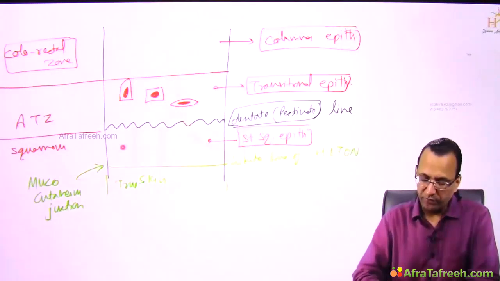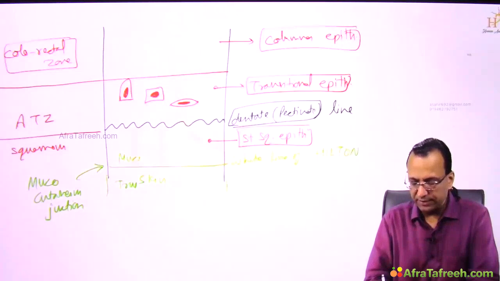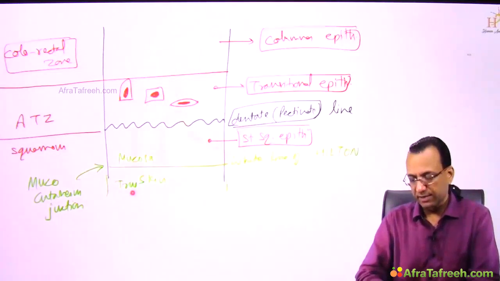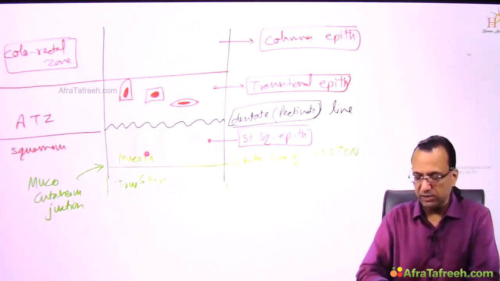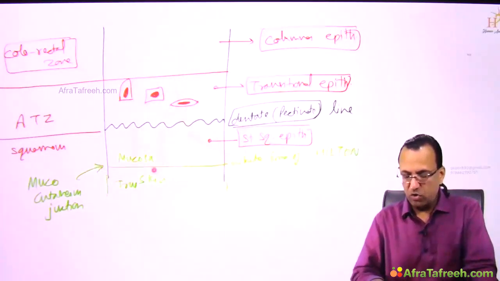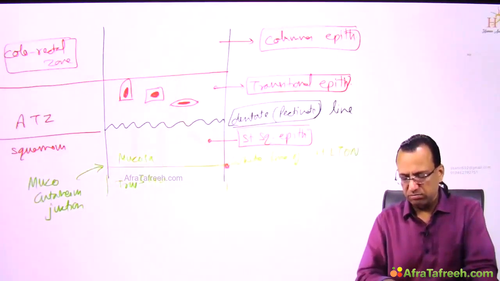You mean to say before that is anal mucosa? Yes. And after that there is true skin. Proximally you have anal mucosa, distally you have true skin. So this is called the mucocutaneous junction. So what is the detail?